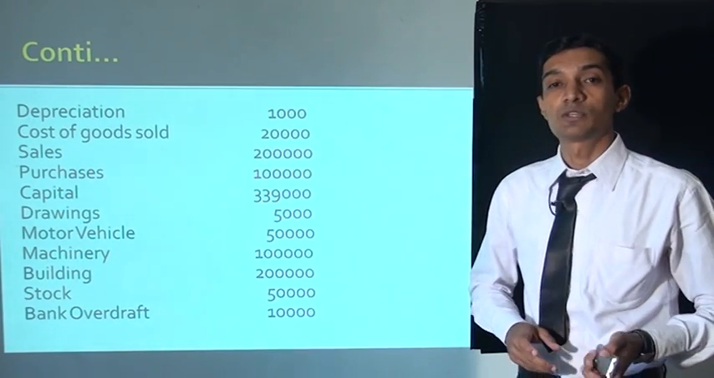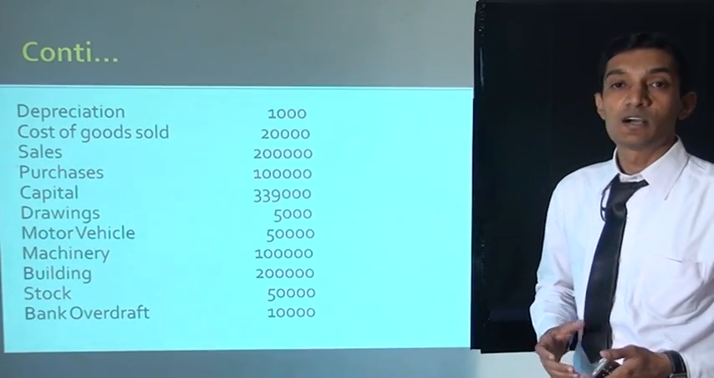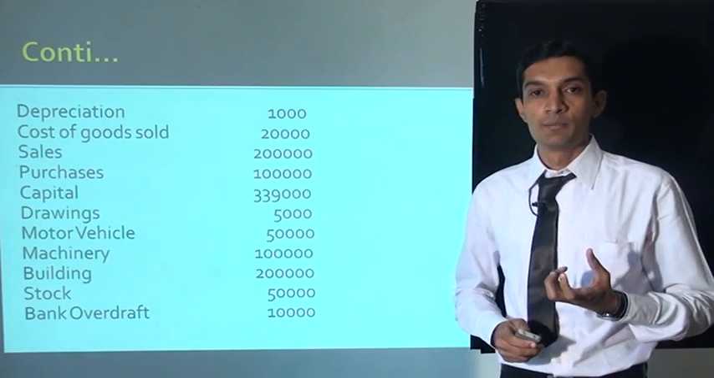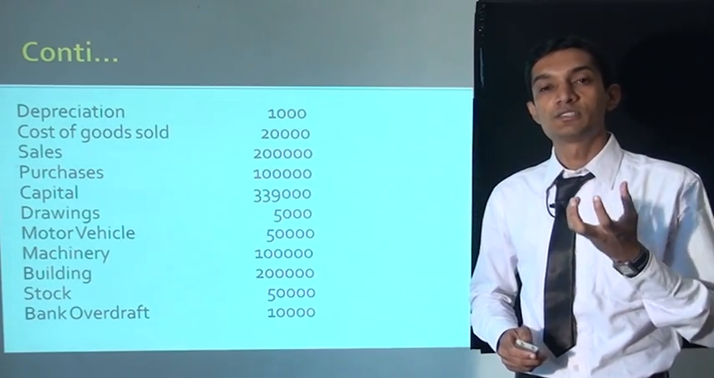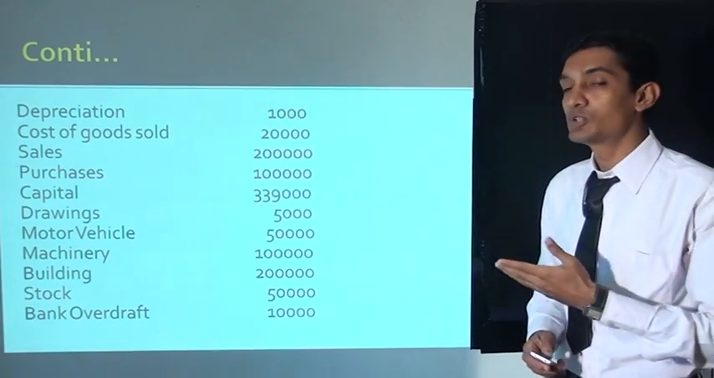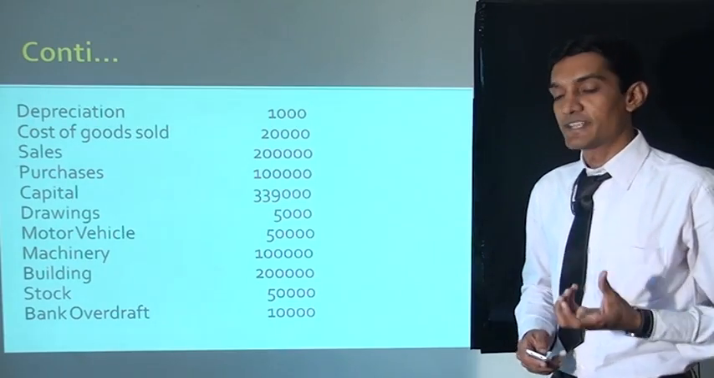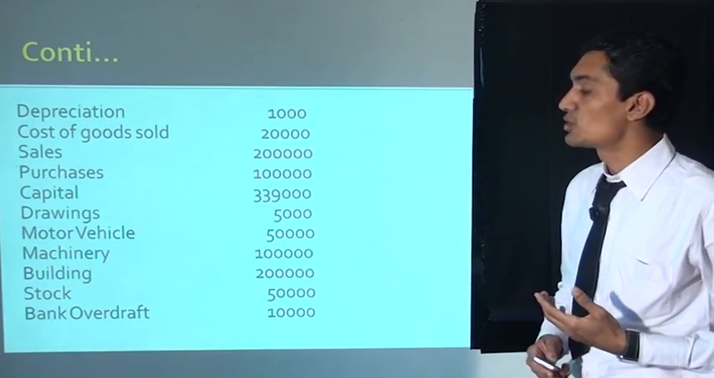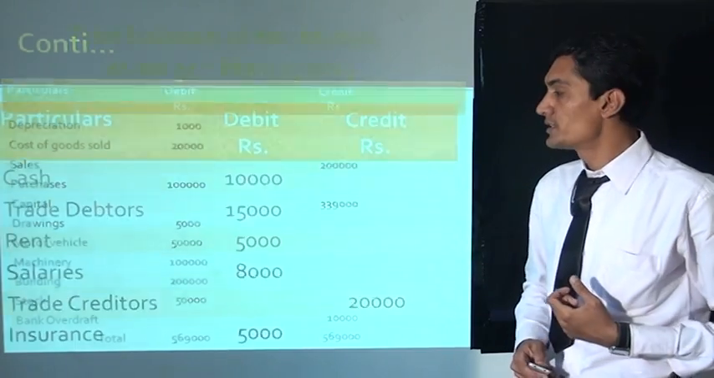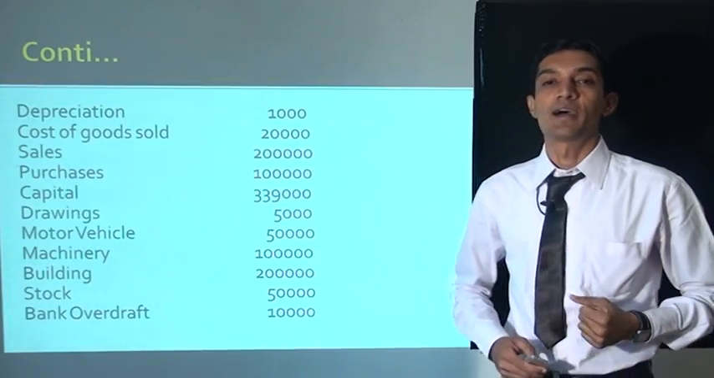Next is stock. Stock is 50,000. Stock is our asset, because the stock is there in the business, so stock of 50,000 rupees is our asset, and it comes under the trial balance on the debit side. Stock, 50,000 rupees.